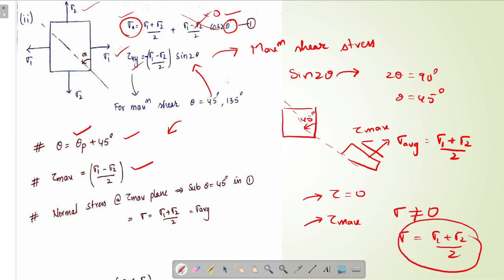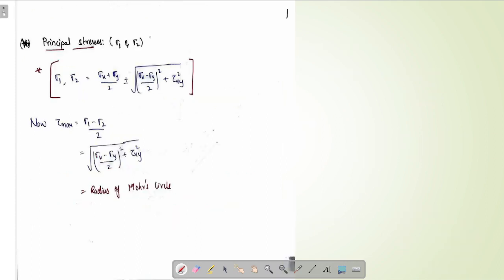Remember this, don't confuse. In case of principal stress, for maximum normal stress, shear will be 0. But in case of the tau max plane, sigma won't be 0. Sigma will be sigma average. Till now we have seen where the principal stress occurs, where the principal strain occurs, and what the value of maximum shear stress is. Now let's see what the values of sigma 1 and sigma 2 are, that is the major principal stress and minor principal stress. For major principal stress, we will substitute plus, and for minor principal stress, we will substitute minus.